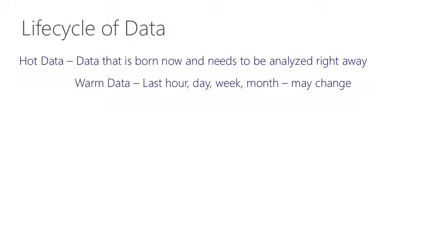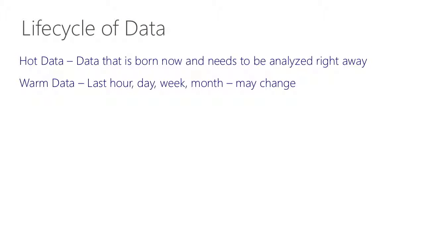With warm data, we mean data that is still changing a little bit, and we analyze that for different purposes. For example, you want to see what happened during the past hour or yesterday, last week, last month. And this data might change a little bit. So that's typically the kind of data that we put in the data warehouse for reporting purposes.